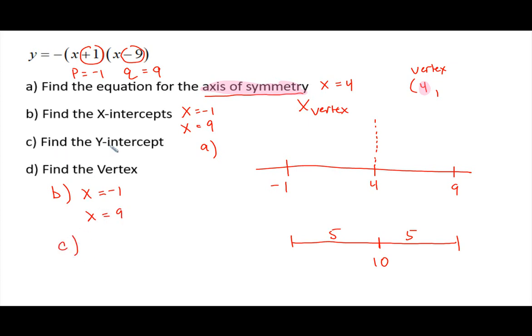Part C, find the y-intercept. The y-intercept, that's when we make x equal to 0. So just plug in 0 here for x and work it out. So we get y is equal to negative, parentheses, 0 plus 1 times 0 minus 9. And then we just work this out. So this is just going to give us y is equal to +9.